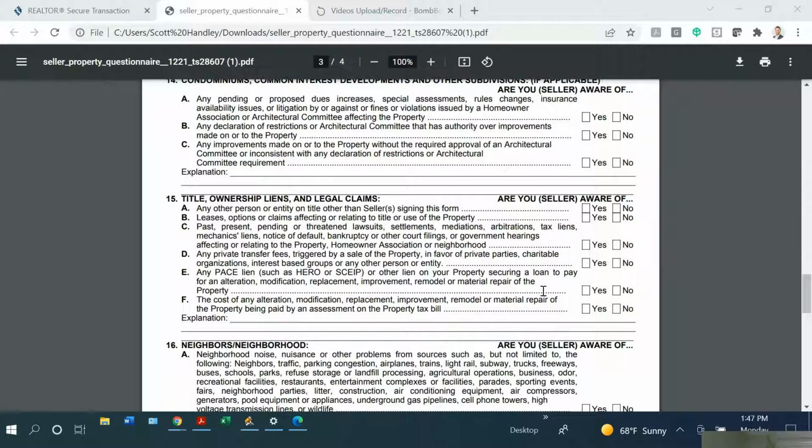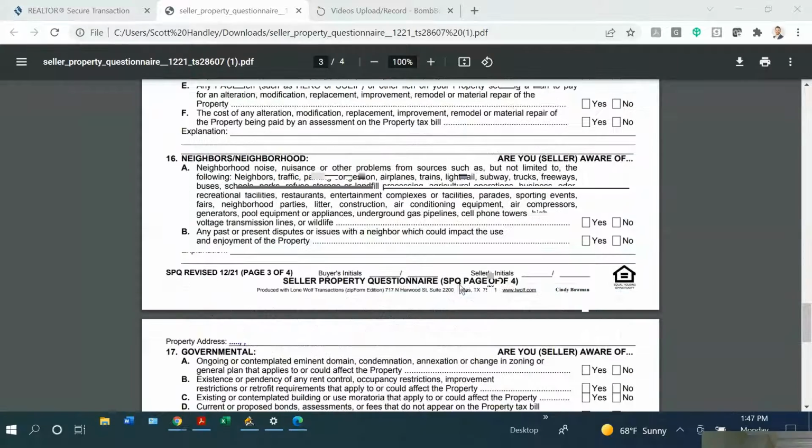So you'll want to know that, because those things need to be paid off before transferring title. We can't assume them over to the buyer. So keep that in mind. PACE liens and HERO liens, they do need to be paid off. When it comes down to something like a Tesla solar, you can always transfer those over, whether a lease or a purchase. So 15F, the cost of any alteration, modification, replacement, improvement, remodel, or material repair of the property being paid by an assessment on the property tax bill. Again, that ties in with the HERO and PACE lien here, so that will be yes or no there.